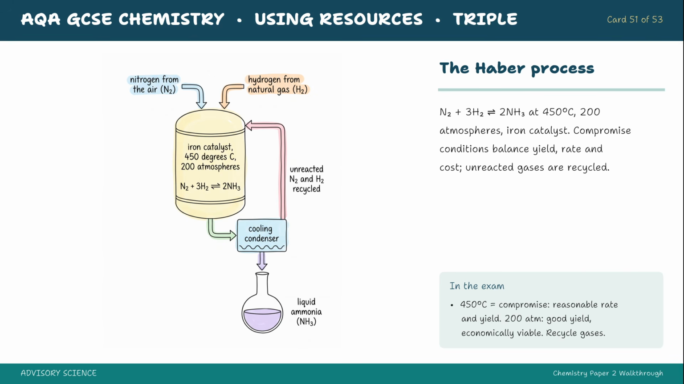450 degrees Celsius and about 200 atmospheres, and an iron catalyst. Know the raw materials: nitrogen from the air, and hydrogen from natural gas.